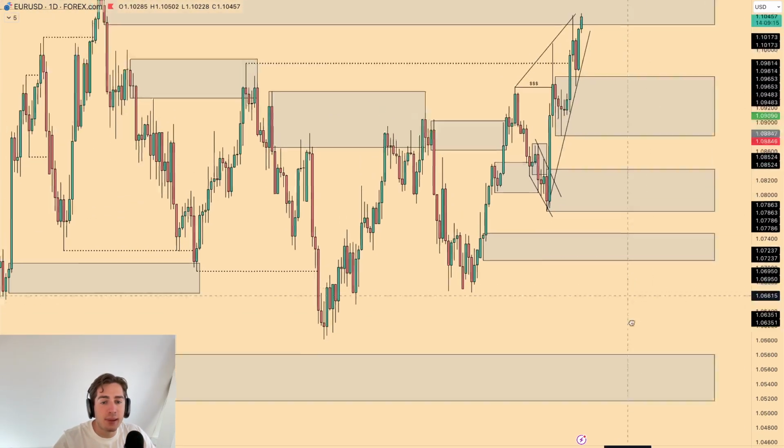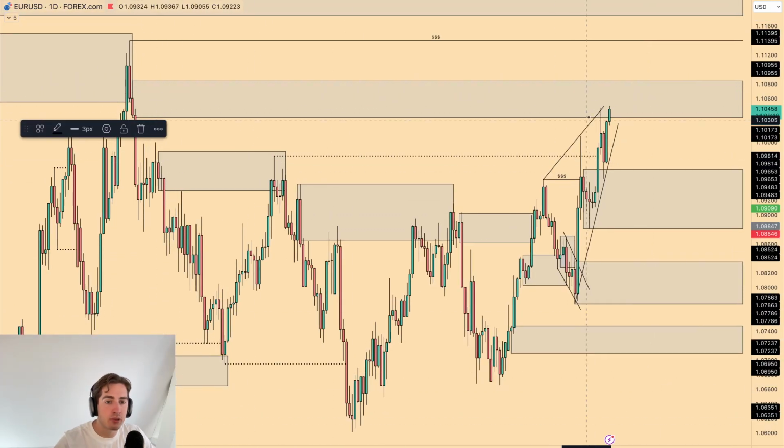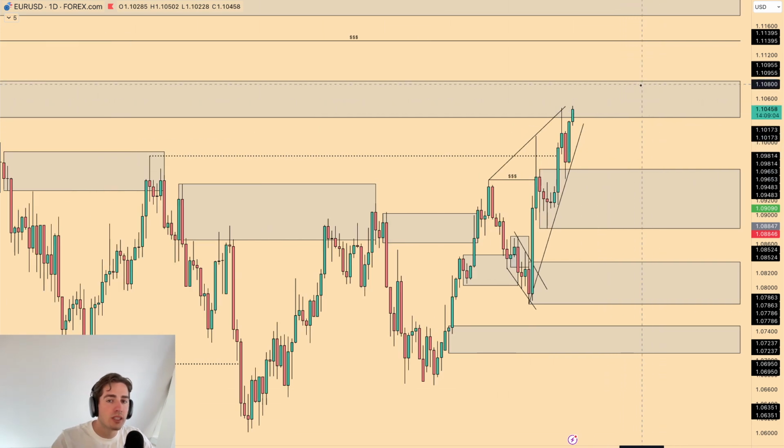EURUSD is back inside its daily area of supply for the second time. This is our area of supply here on the daily. We already tapped into it once. We pushed back down in towards this area of demand, and from there we continued back up higher. So what can we expect for the day ahead?